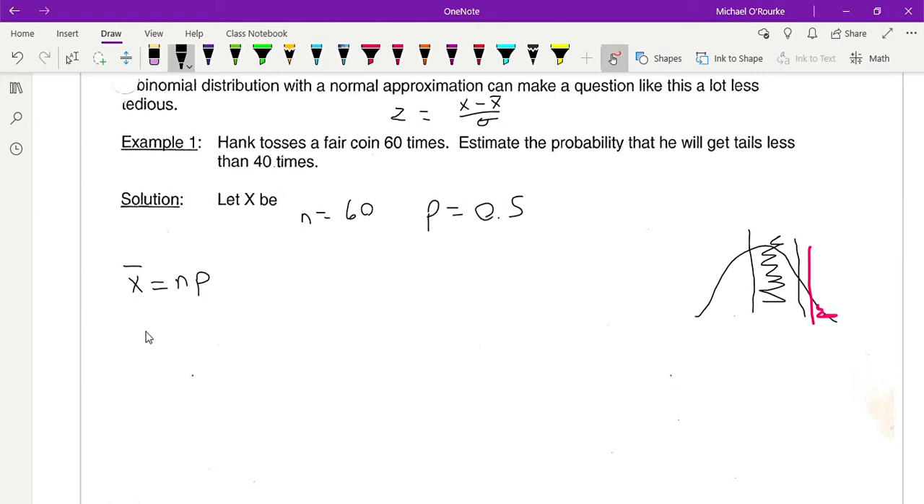So for us to find our mean, we're going to take our number of trials and times it by our probability. So our mean in this case is 30, which makes sense. And this is our theoretical mean. You did 0.5 because that's the probability of success. So step 1, calculate your mean.